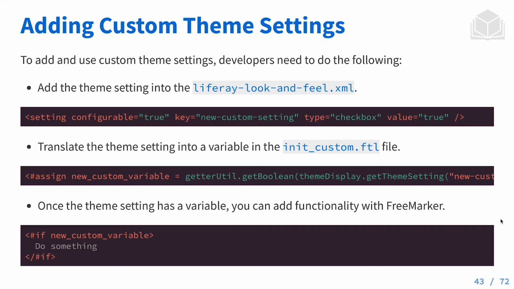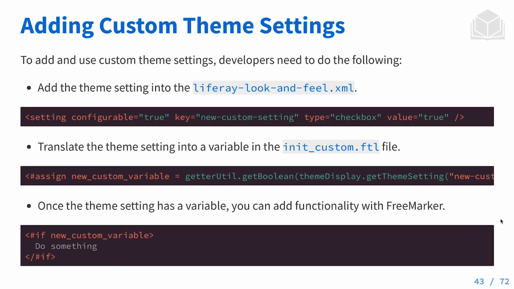All right, first, as I mentioned, in that Liferay look and feel.xml, we need to actually set the theme setting. Okay, so this would be setting it here, setting a new custom setting, adding a type, a value, making it configurable or not. Now from there, what we can do is we can actually go into the init custom FTL file. I've mentioned this before. This will be in our templates folder.